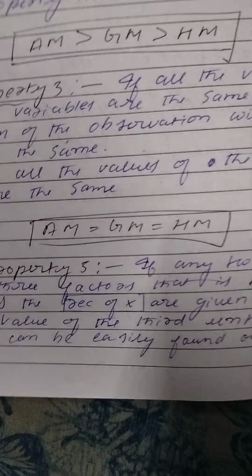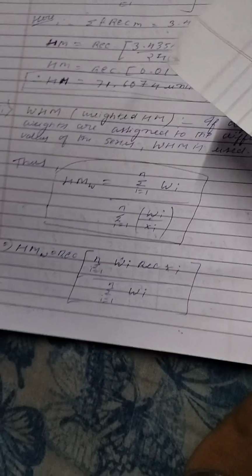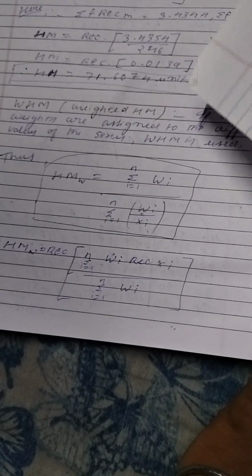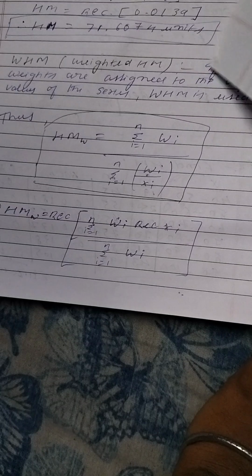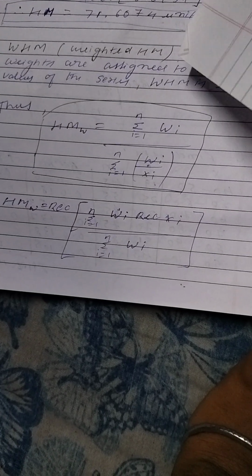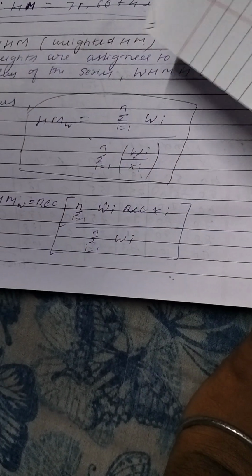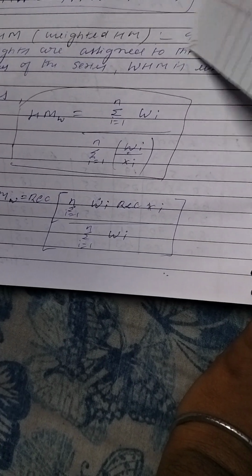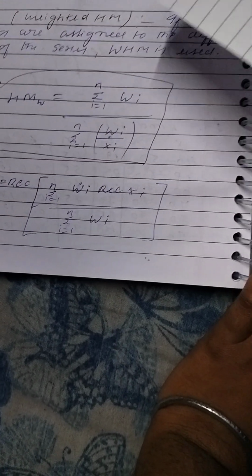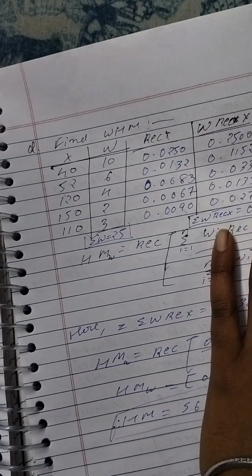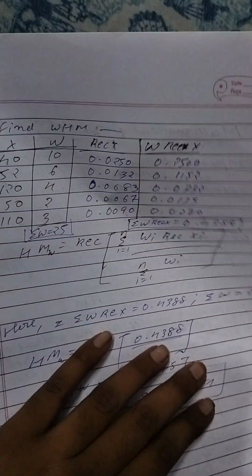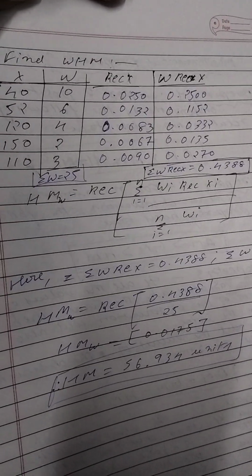It is like in the discrete series xi is there, and in the continuous series mi is there, so it is like an exchange with the frequency. Then WHM is there, and it is the reciprocal of the summation of Wi times the reciprocal of Xi, divided by the summation of Wi. Then we have the formula to find the WHM, where W times the reciprocal of X is there.